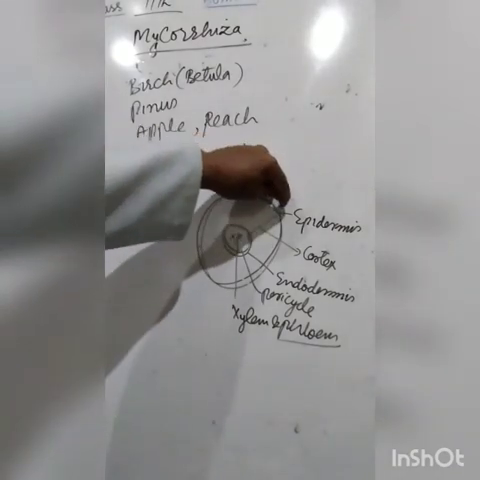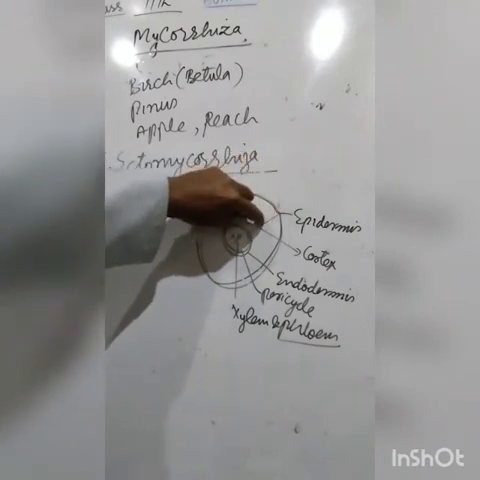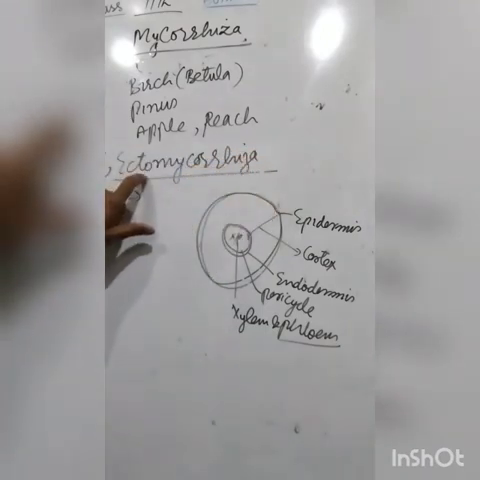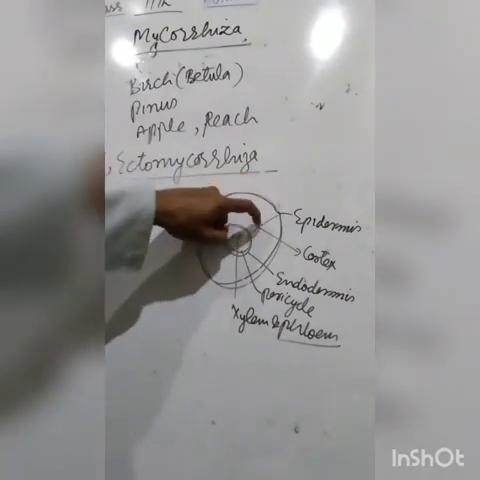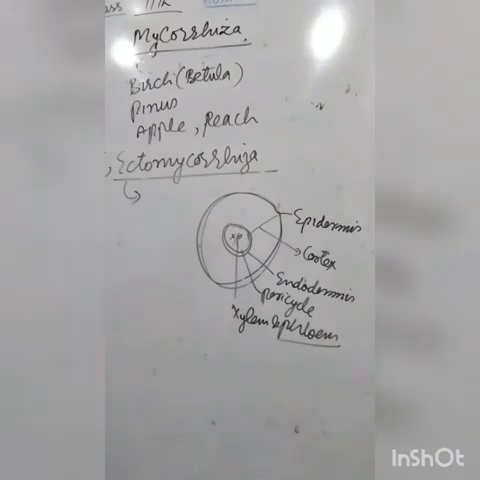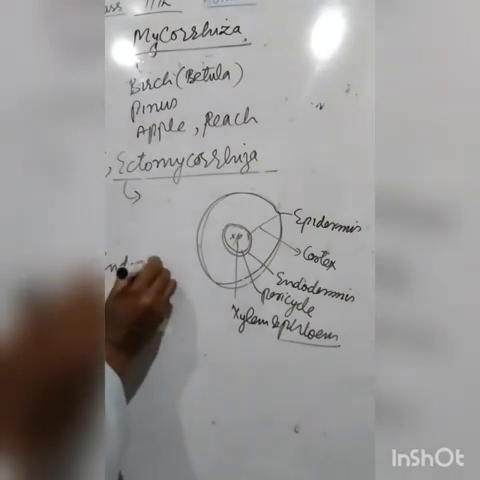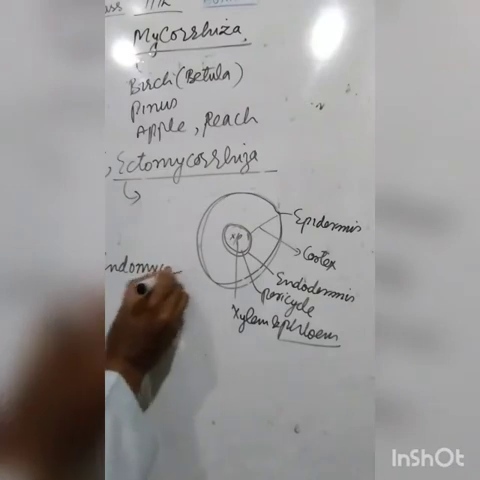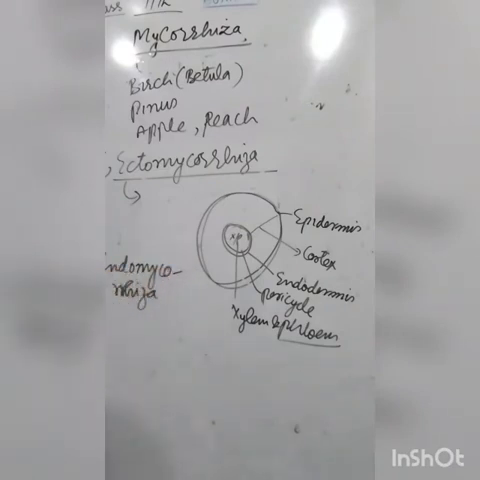And when it goes from the epidermis up to the cortical cells, then it is called ectomycorrhiza. Now if it penetrates inside the cortex up to the xylem, that is called endomycorrhiza.